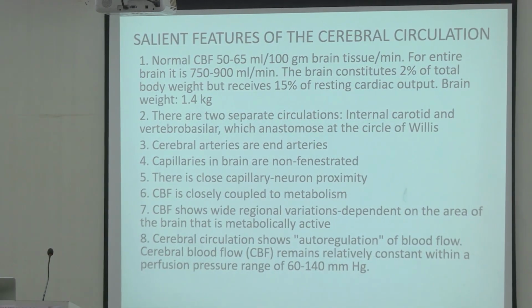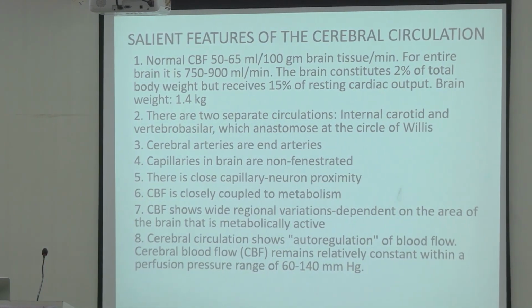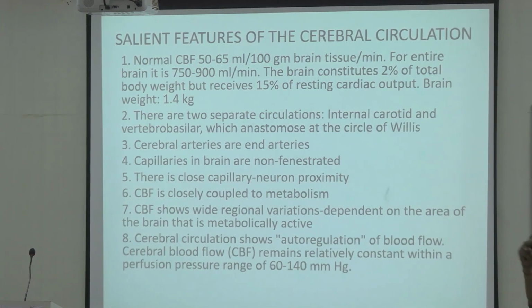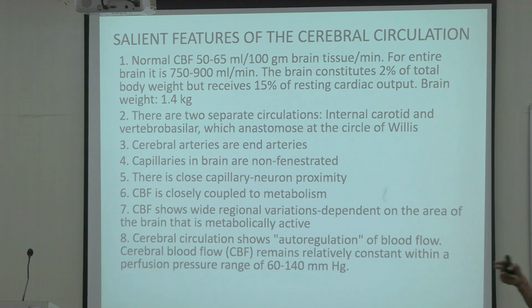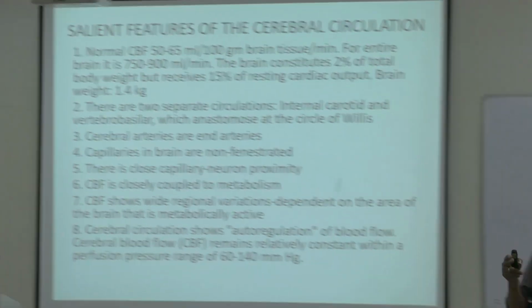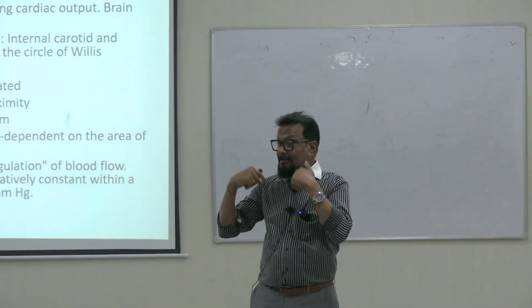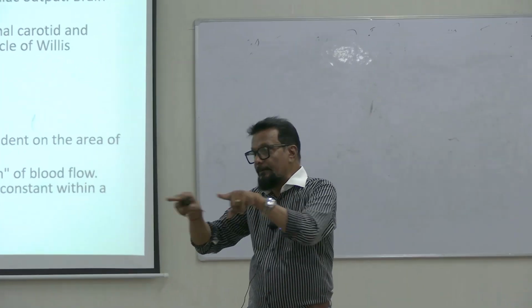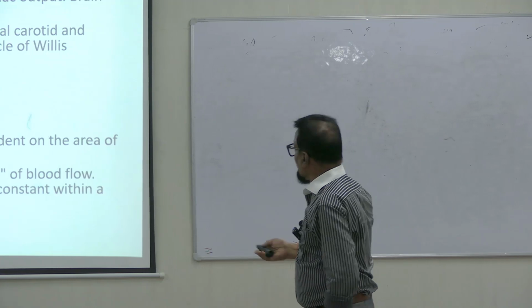So what is the range? Where will you find autoregulation? So this is the range, 60 to 140 millimeter of mercury. In between, with the blood pressure in the arteries in this range, the blood flow will remain the same, will be constant.